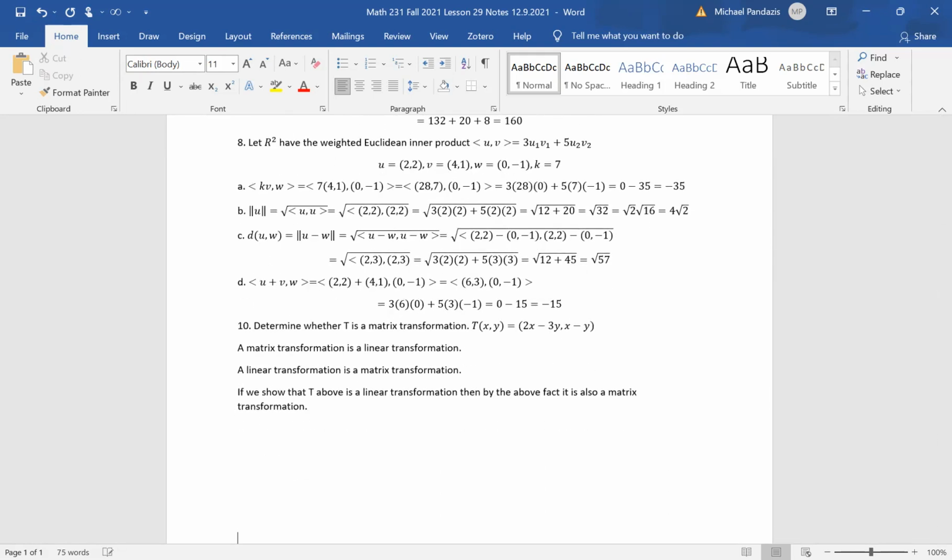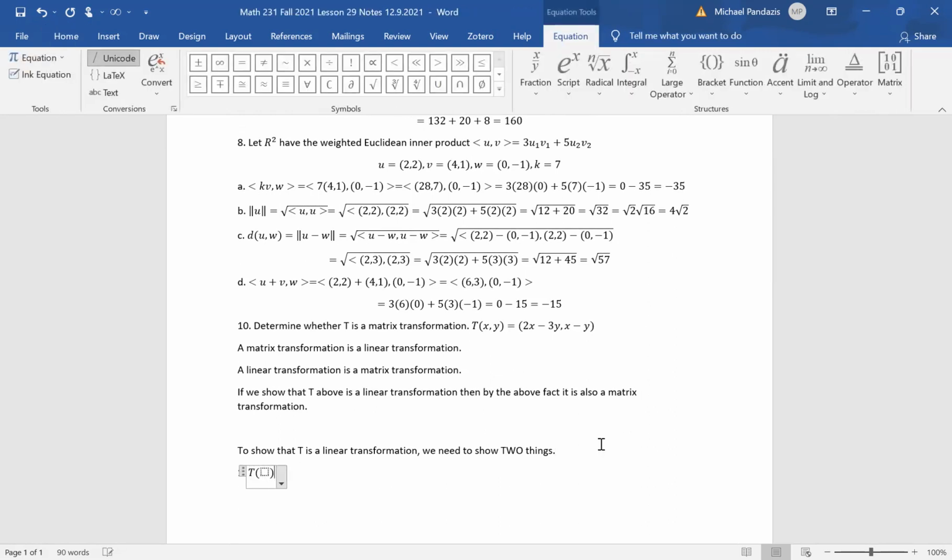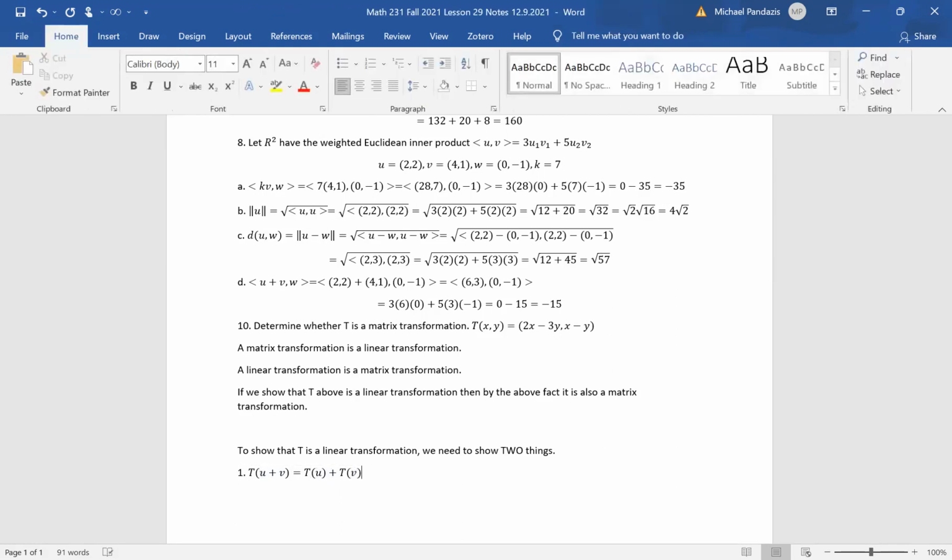Make sense? So to show that capital T is a linear transformation, we need to show two things. The first thing we need to show is that T of u plus v is equal to T of u plus T of v. And this is for every u and v in the space.